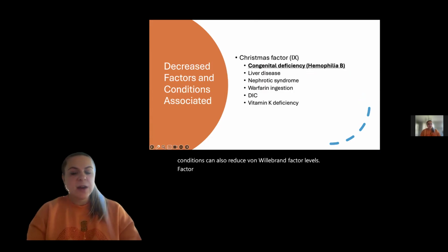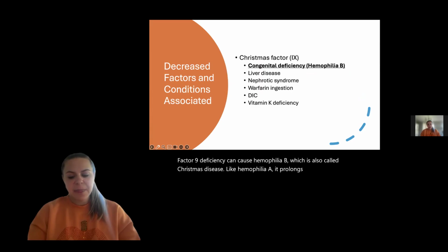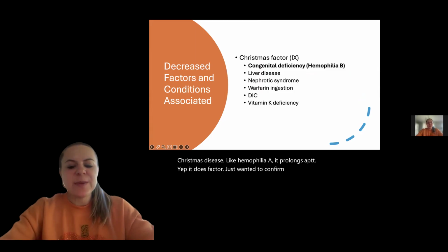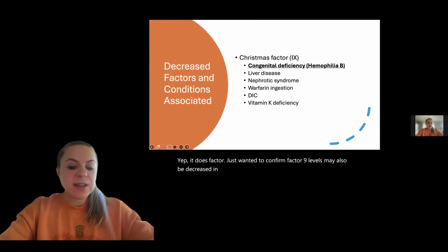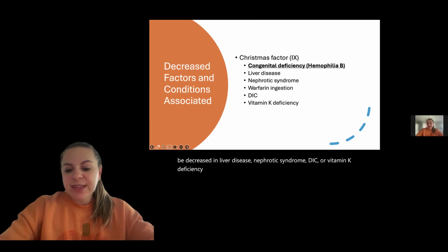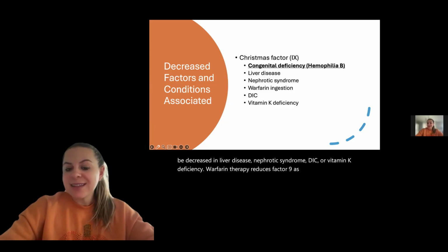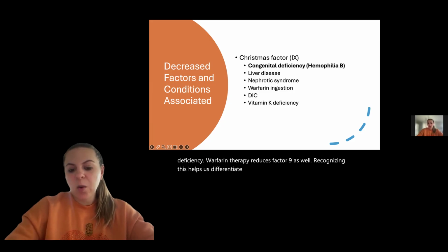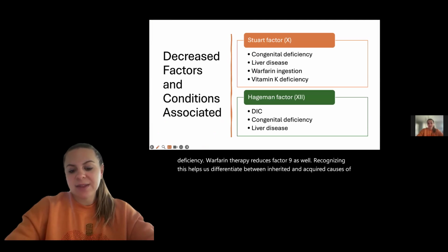Factor IX deficiency can cause hemophilia B, which is also called Christmas disease. Like hemophilia A, it prolongs APTT. Factor IX levels may also be decreased in liver disease, nephrotic syndrome, DIC, or vitamin K deficiency. Warfarin therapy reduces factor IX as well. Recognizing this helps us differentiate between inherited and acquired causes of prolonged clotting times.